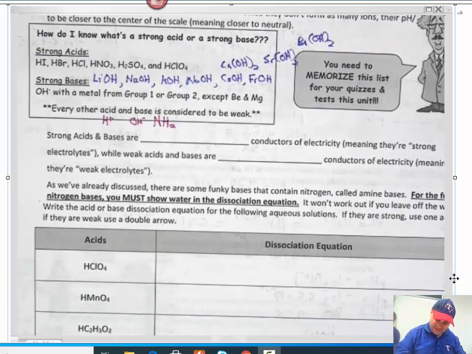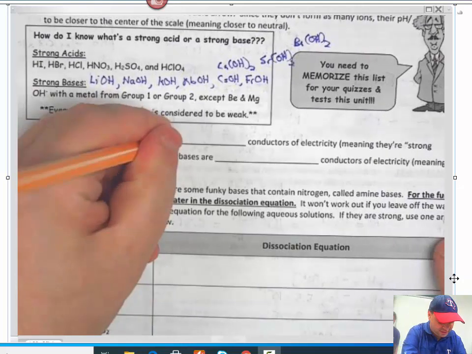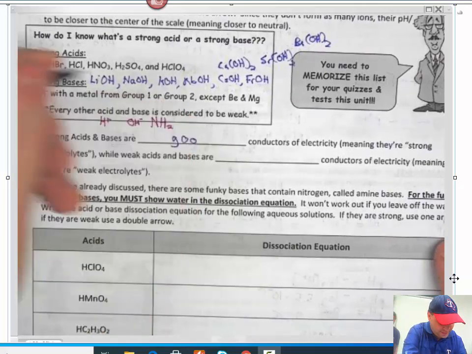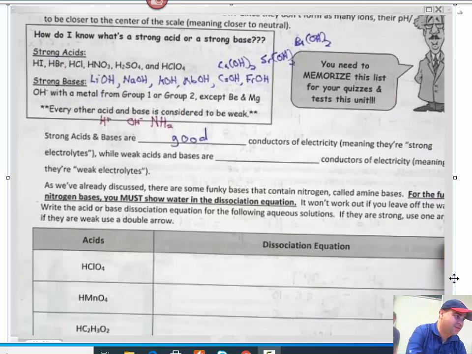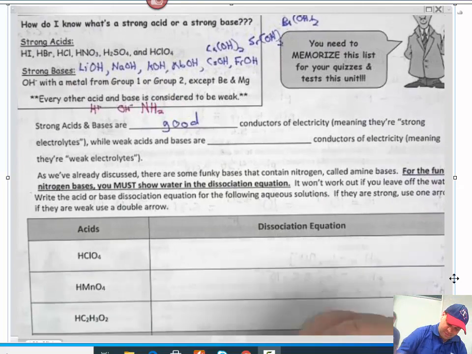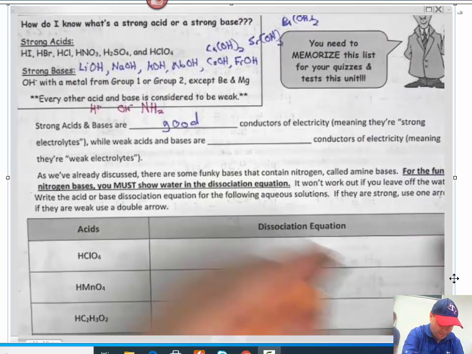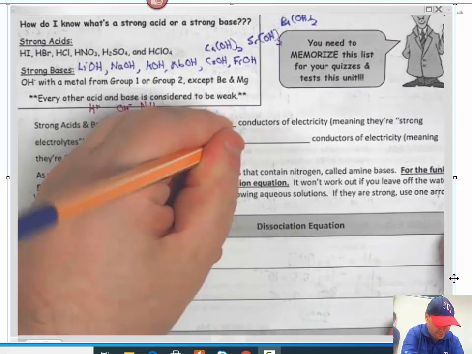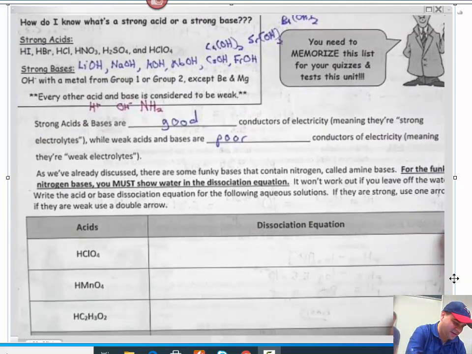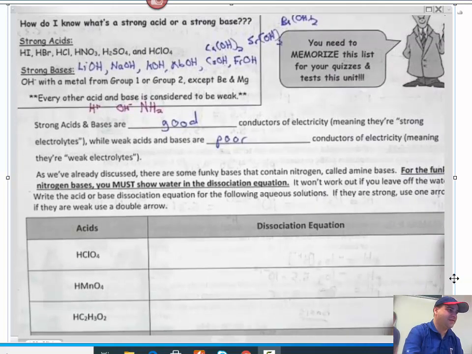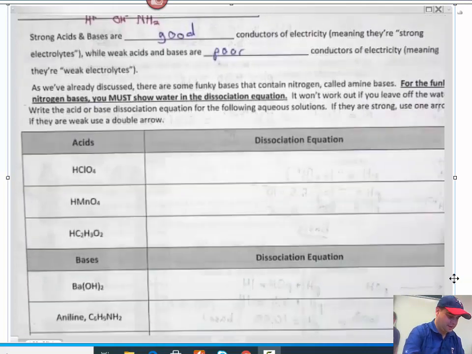Okay. Strong acids and bases are good conductors of electricity, meaning they are strong electrolytes. Weak acids and bases are poor conductors of electricity, meaning they are weak electrolytes. Strong acids dissociate 100%. That's what makes them strong conductors of electricity, because you have lots of H pluses in there to conduct electricity, while weak acids partially dissociate, so they are weak.